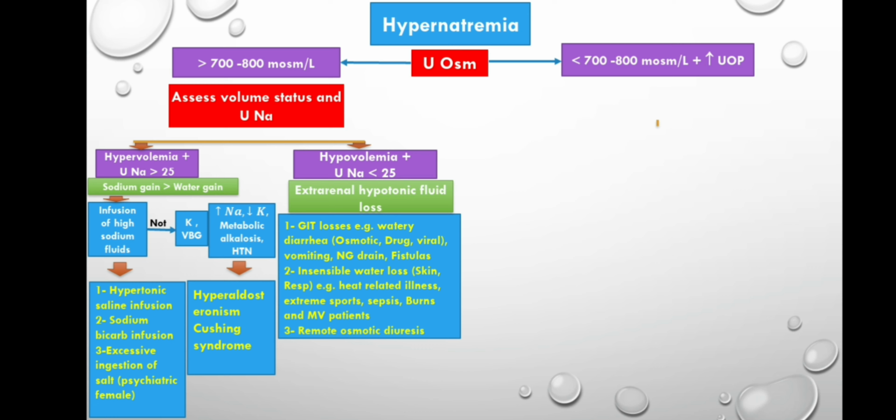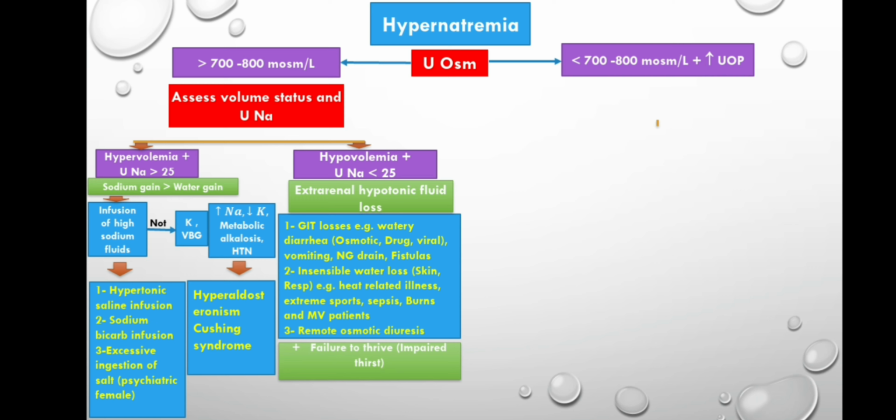So any skin loss, like in sepsis with fever, heat-related illness like heat stroke, burns, or a patient with tachypnea or on mechanical ventilation, will cause insensible water loss from the respiratory system. And lastly, if the patient was receiving osmotic diuretics or loop diuretics before and now is not receiving them, this may cause hypernatremia with urine sodium less than 25.